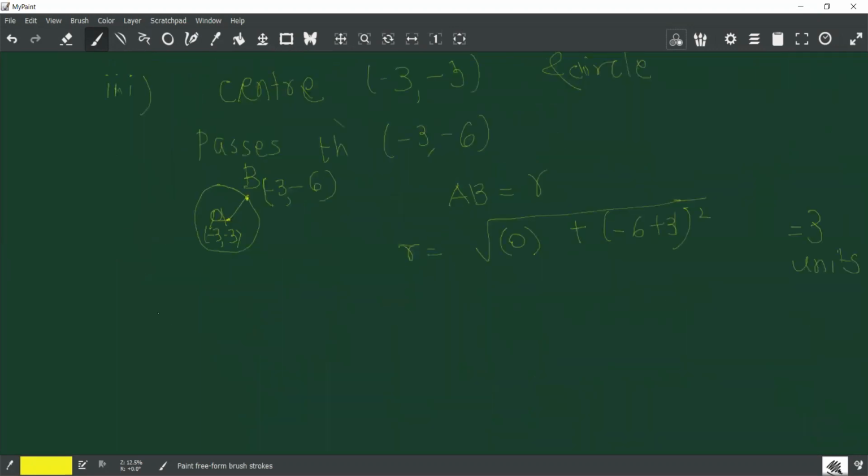Perfect. Somebody got it right. Rutuja. Yes, Rutuja. So equation is x minus h the whole square plus y minus k the whole square is equal to r square. So 3 square. So we simplify करके लिखना पड़ेगा. x square plus y square plus 6x plus 6y plus 9 is equal to 0.